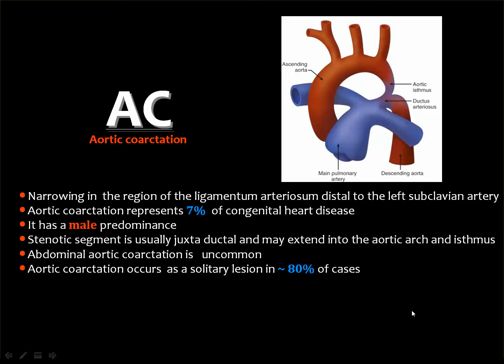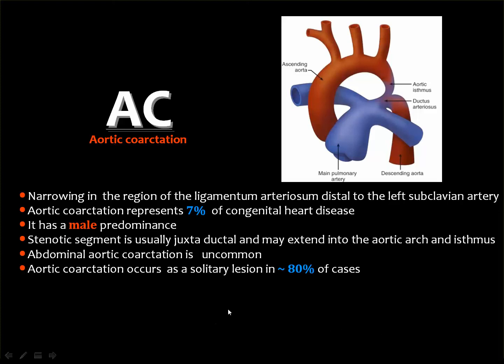Then we came to a famous lesion, which is the aortic coarctation, and this coarctation affects the region of the ligamentum arteriosum, which is the site of the patent ductus arteriosus. Aortic coarctation represents about 7% of congenital heart diseases. It is seen usually in males, and there is a stenotic segment in the region of the aortic isthmus, and it corresponds usually to the site of the patent ductus arteriosus.